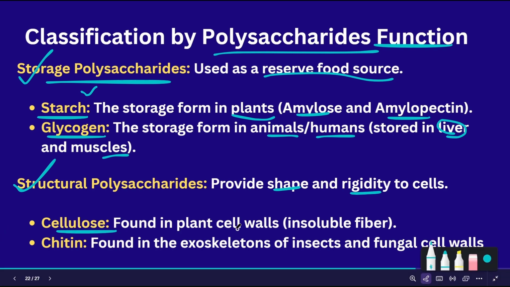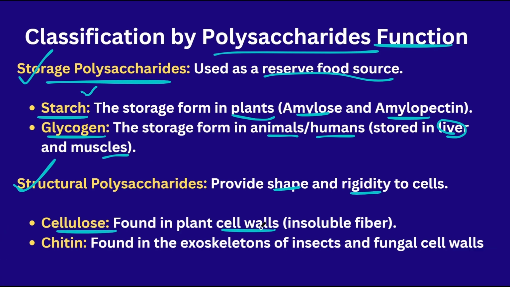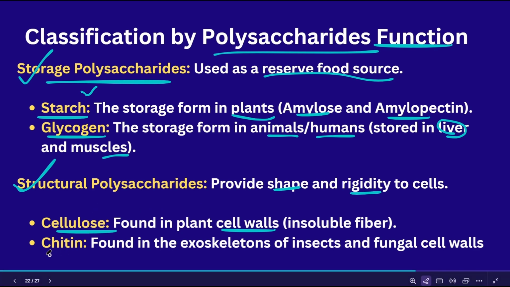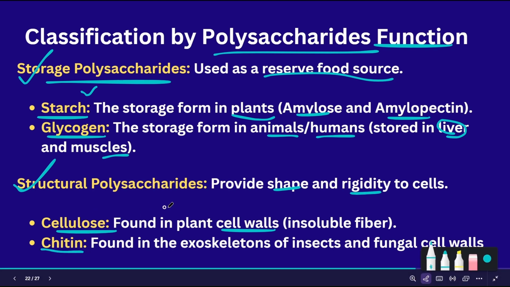Cellulose is present in the cell wall. The cell wall is made up of cellulose. Chitin is present in the exoskeleton, that means in insects or fungi, having a thick bone-like structure. It is also a type of polysaccharide.